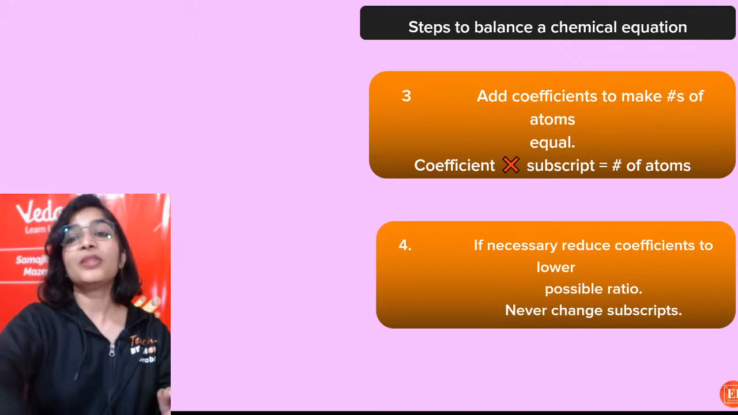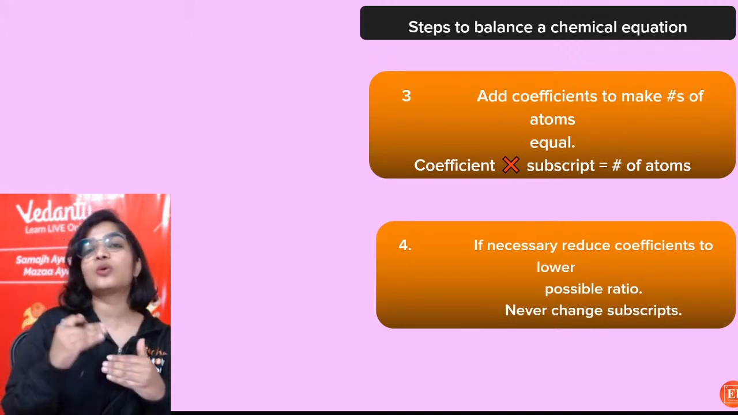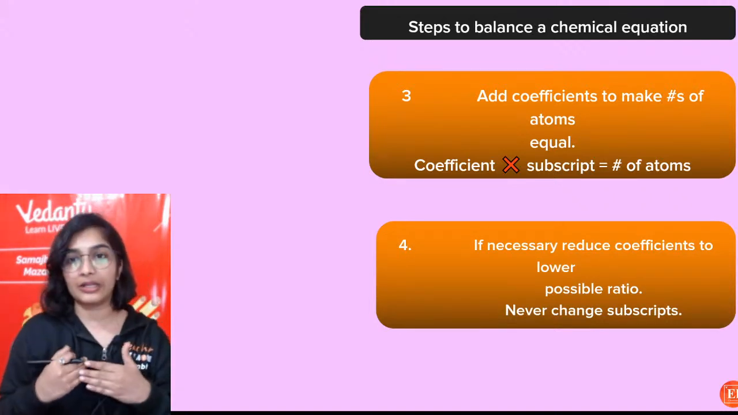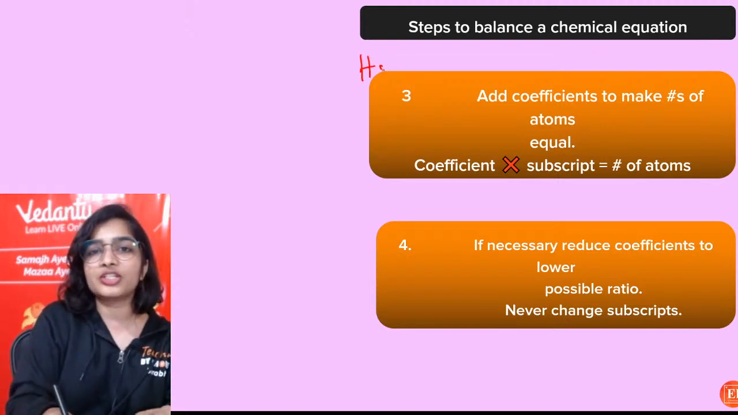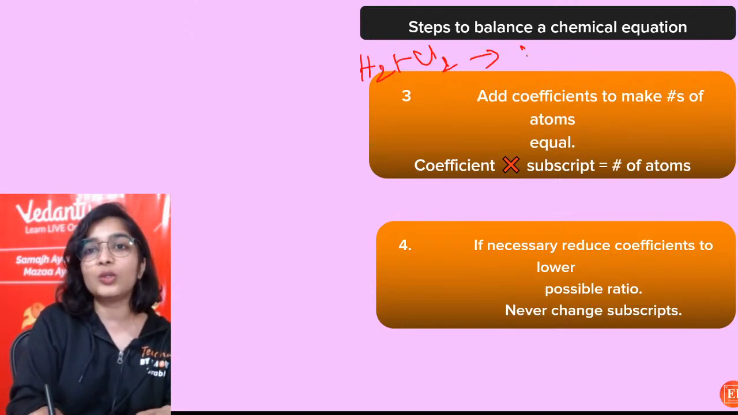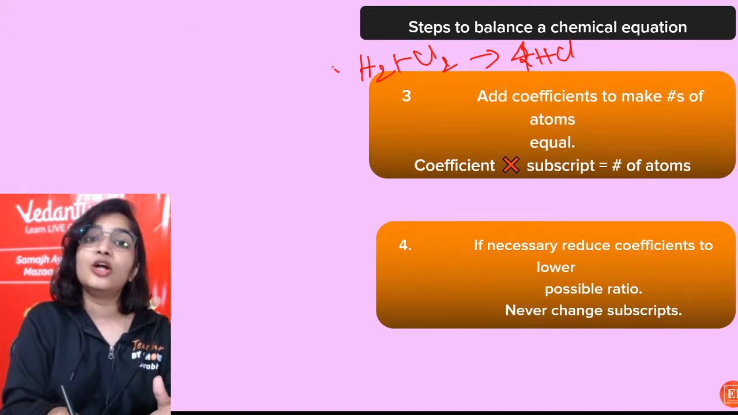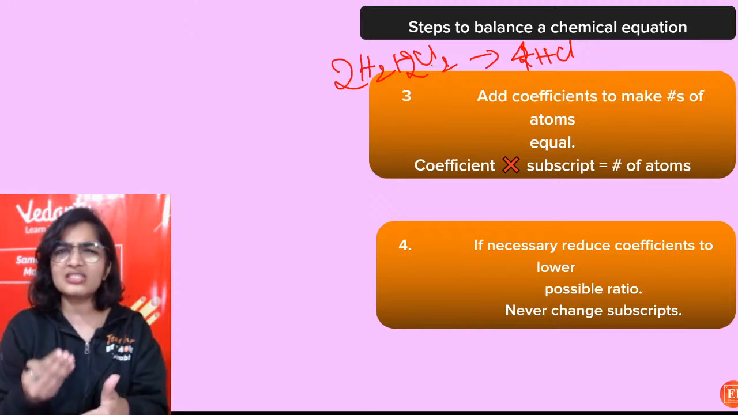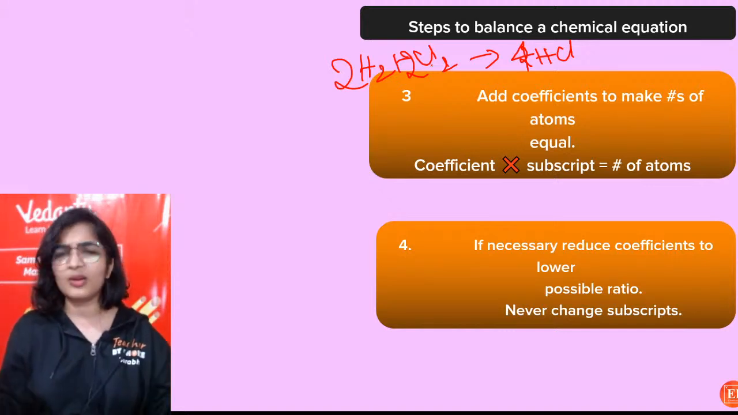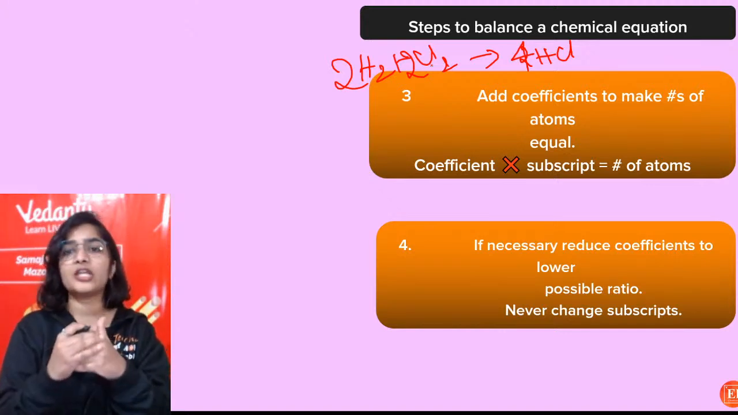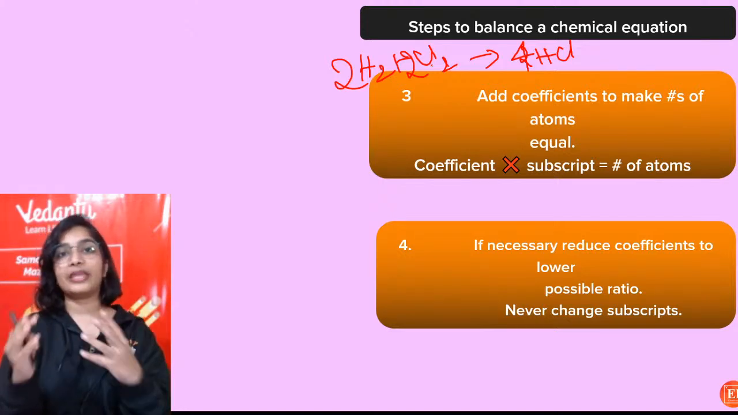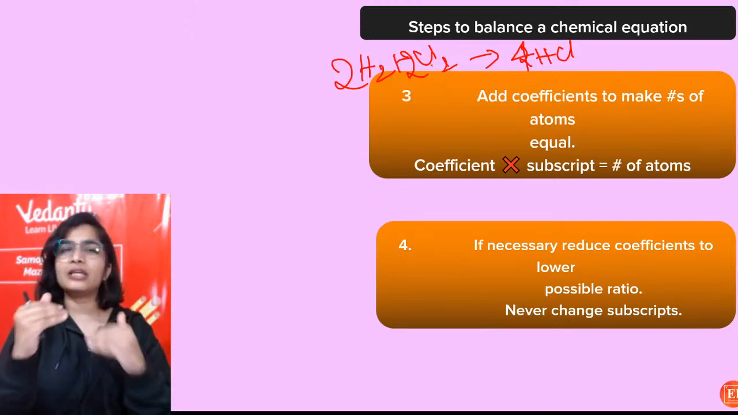So if necessary, reduce coefficients to the lowest possible ratio. See here, H2 plus Cl2, you will get 2HCl. What I'll do instead is write 4HCl, 2H2, 2Cl2. Is this necessary? No, right? Not at all. So always make sure that the ratio is made of lower numbers.